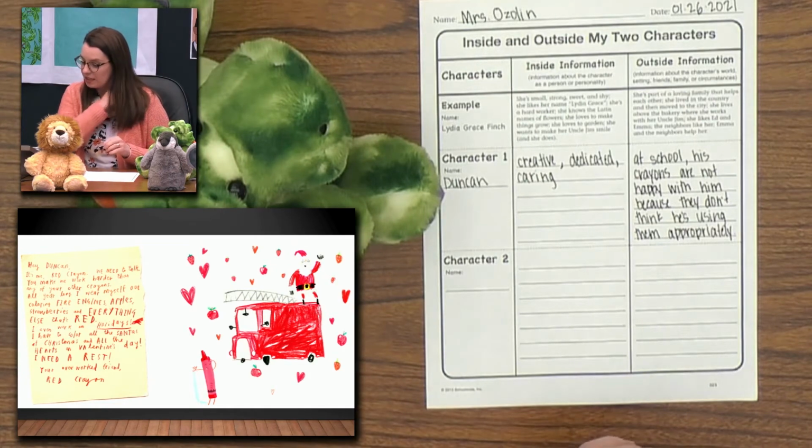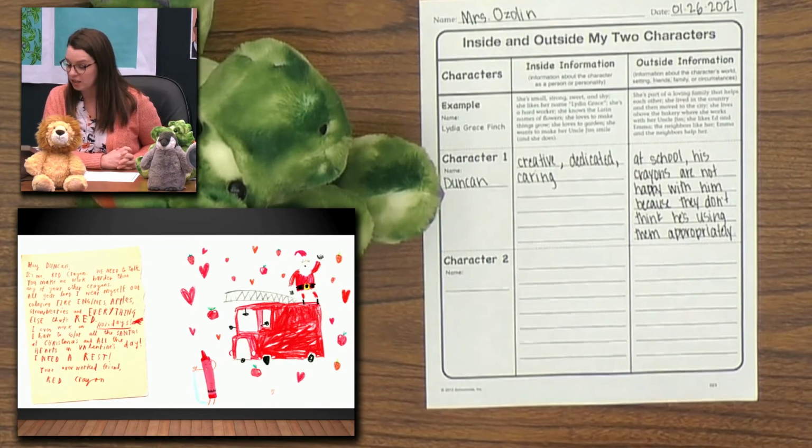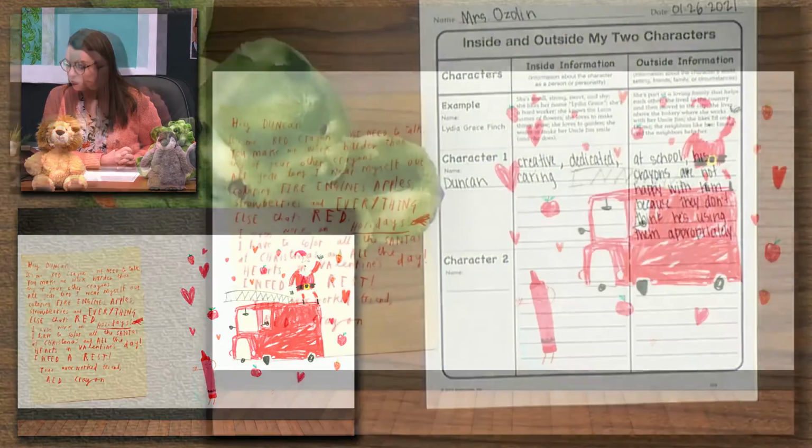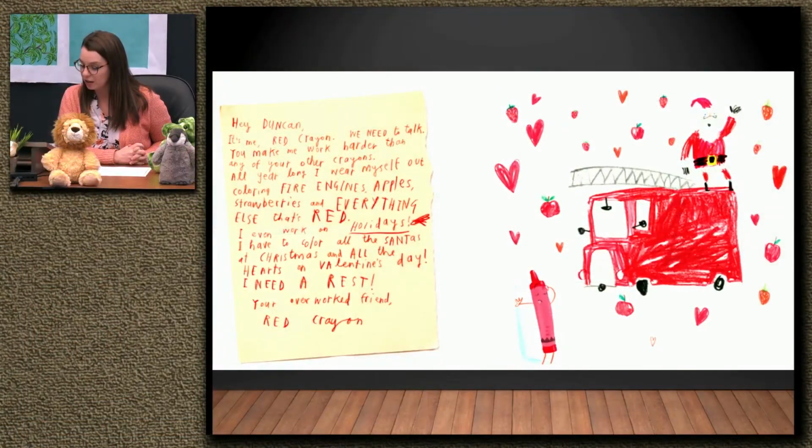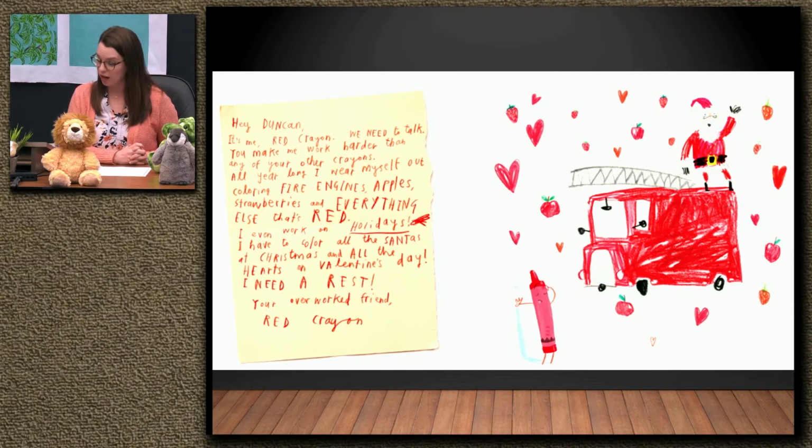Hey, Duncan, it's me, Red Crayon. We need to talk. You make me work harder than any of your other crayons. All year long, I wear myself out coloring fire engines, apples, strawberries, and everything else that's red. I even work on holidays. I have to color all the Santas at Christmas and all the hearts at Valentine's Day. I need a rest. Your overworked friend, Red Crayon.